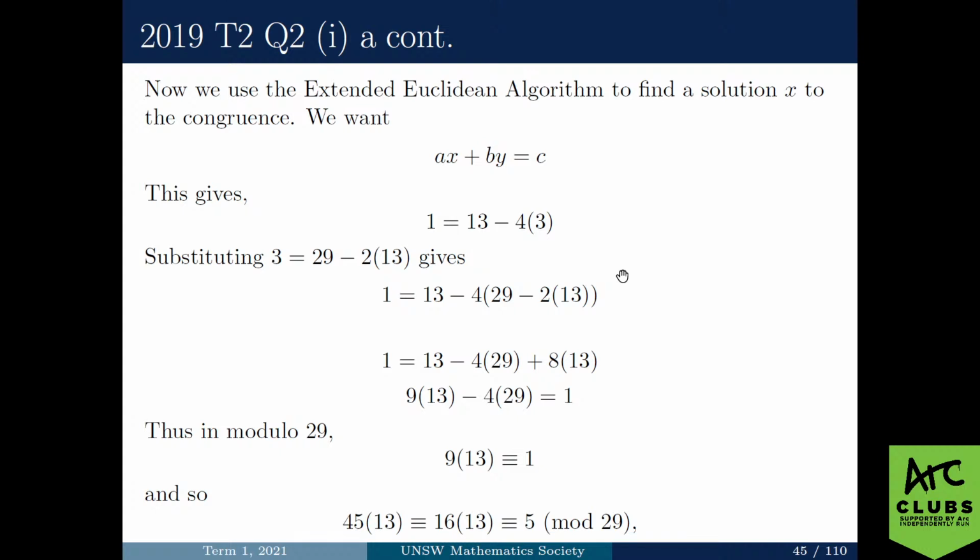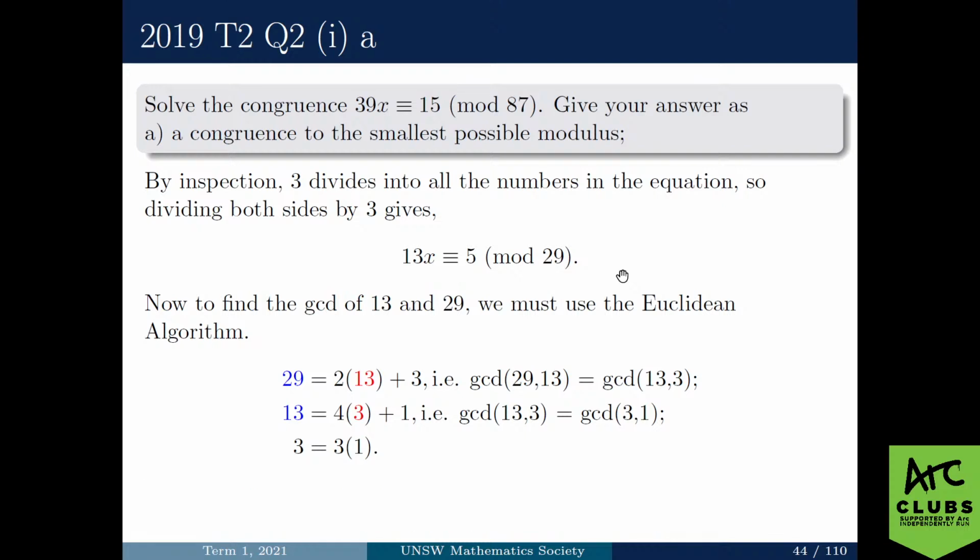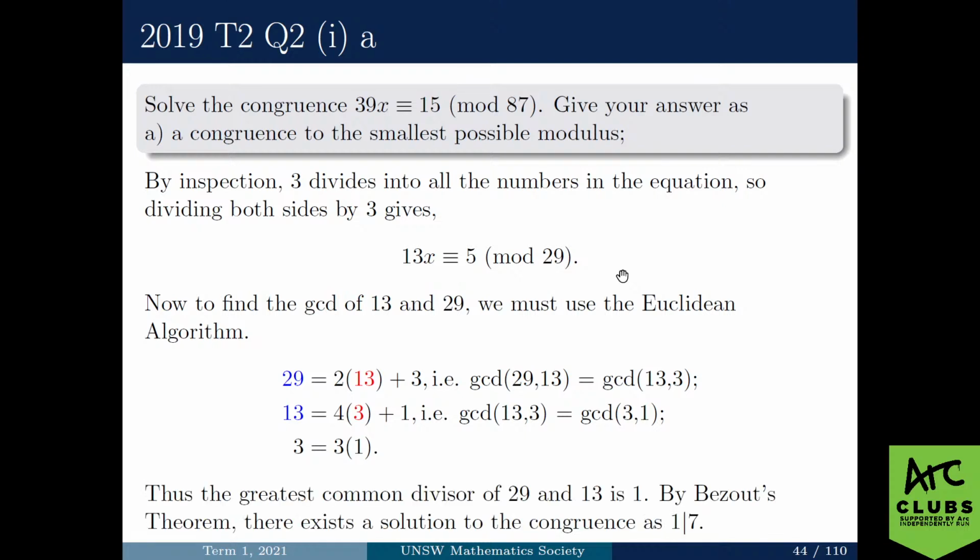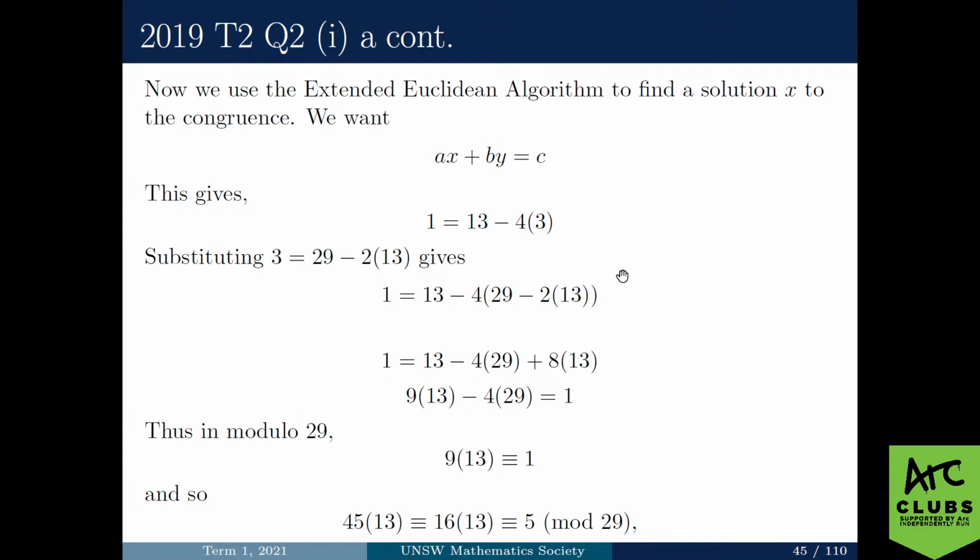But is 9 our answer? Someone please answer. No, right? Because when we go back here, we want to find the solution to 13x is equivalent to 5, right? And so what we can do here is just times 5 by everything. So we get 45 times 13 is equivalent to 5 in modulo 29. And by simplifying, we know that 45 is equivalent to 16 in modulo 29, just by minusing 29, yeah.